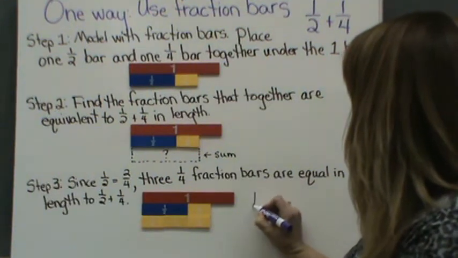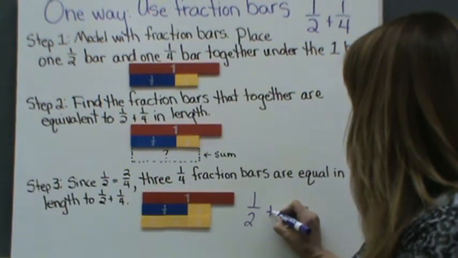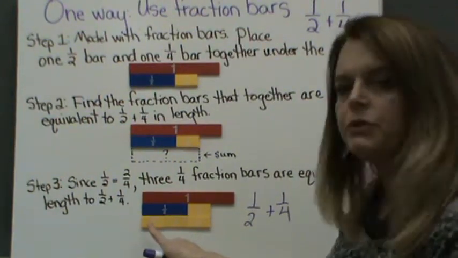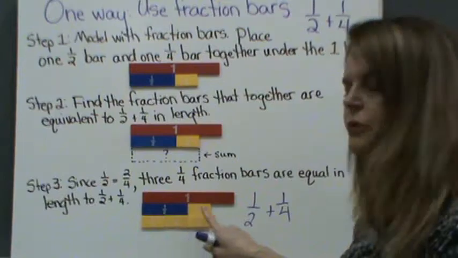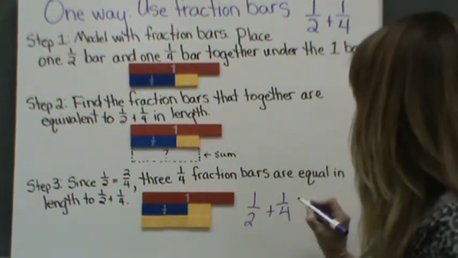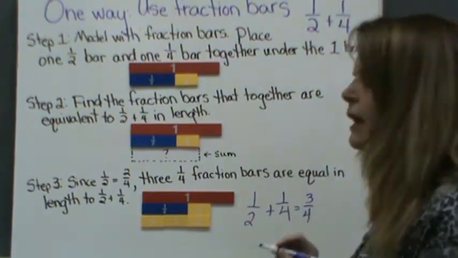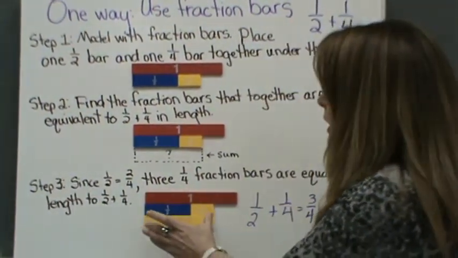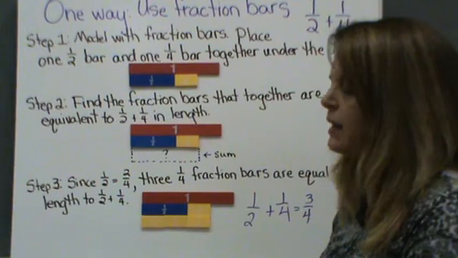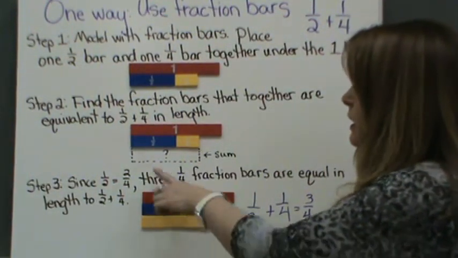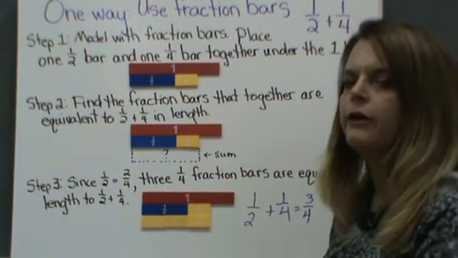So my 3/4, there's 1, 2, 3, fit on my 1/2 plus 1/4. So I can say 1/2 plus 1/4, my original equation, is equal to 3/4. So I just had to go through my bag until I could find pieces that would fit in that space. And it so happened that it was the fourths, and 3 of them fit in this space of 1/2 plus 1/4.